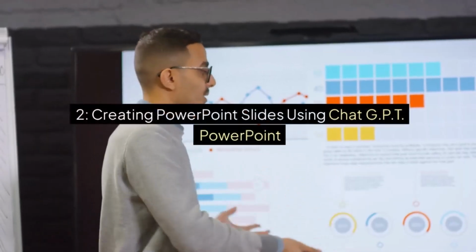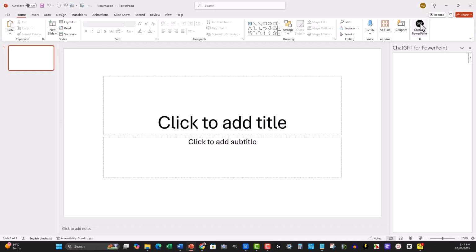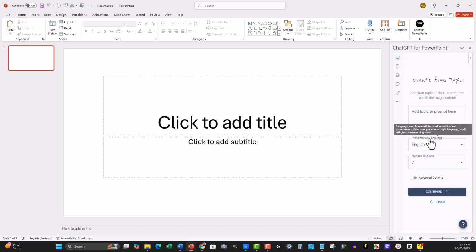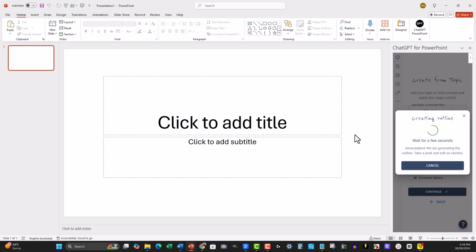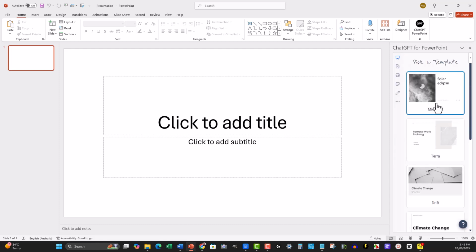2. Creating PowerPoint slides using ChatGPT PowerPoint. Another fantastic feature of ChatGPT is the ability to create PowerPoint slides directly within PowerPoint itself. There's an add-in called ChatGPT PowerPoint that allows you to generate entire PowerPoint presentations using AI. All you have to do is give it a topic, and ChatGPT will create a set of slides for you, complete with text and relevant information.